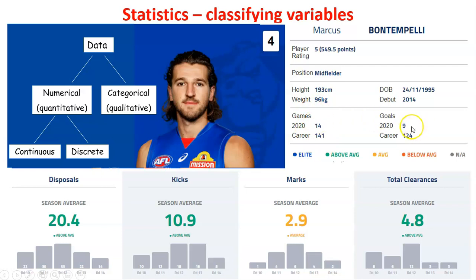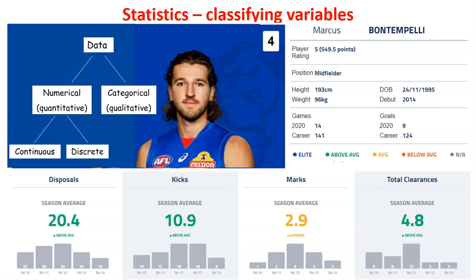Same with goals scored. Okay, in 2020, Marcus has scored 9 goals. In his career, he's scored 124 goals. So again, these are fixed numbers. He's not going to score 1,000 goals in the year 2020. It's only going to be certain numbers that we can score, and they're going to be whole numbers as well. So we've got continuous and we've got discrete.